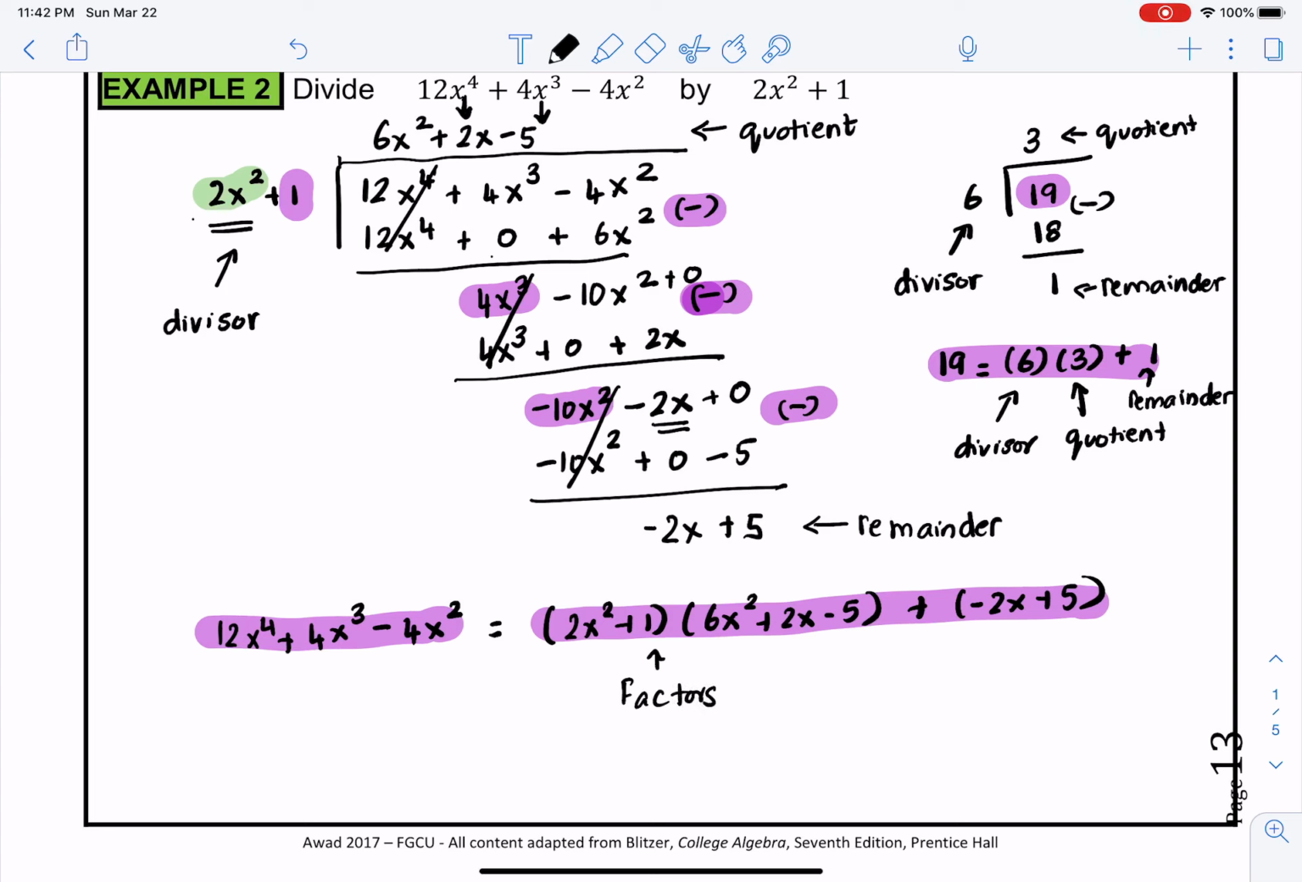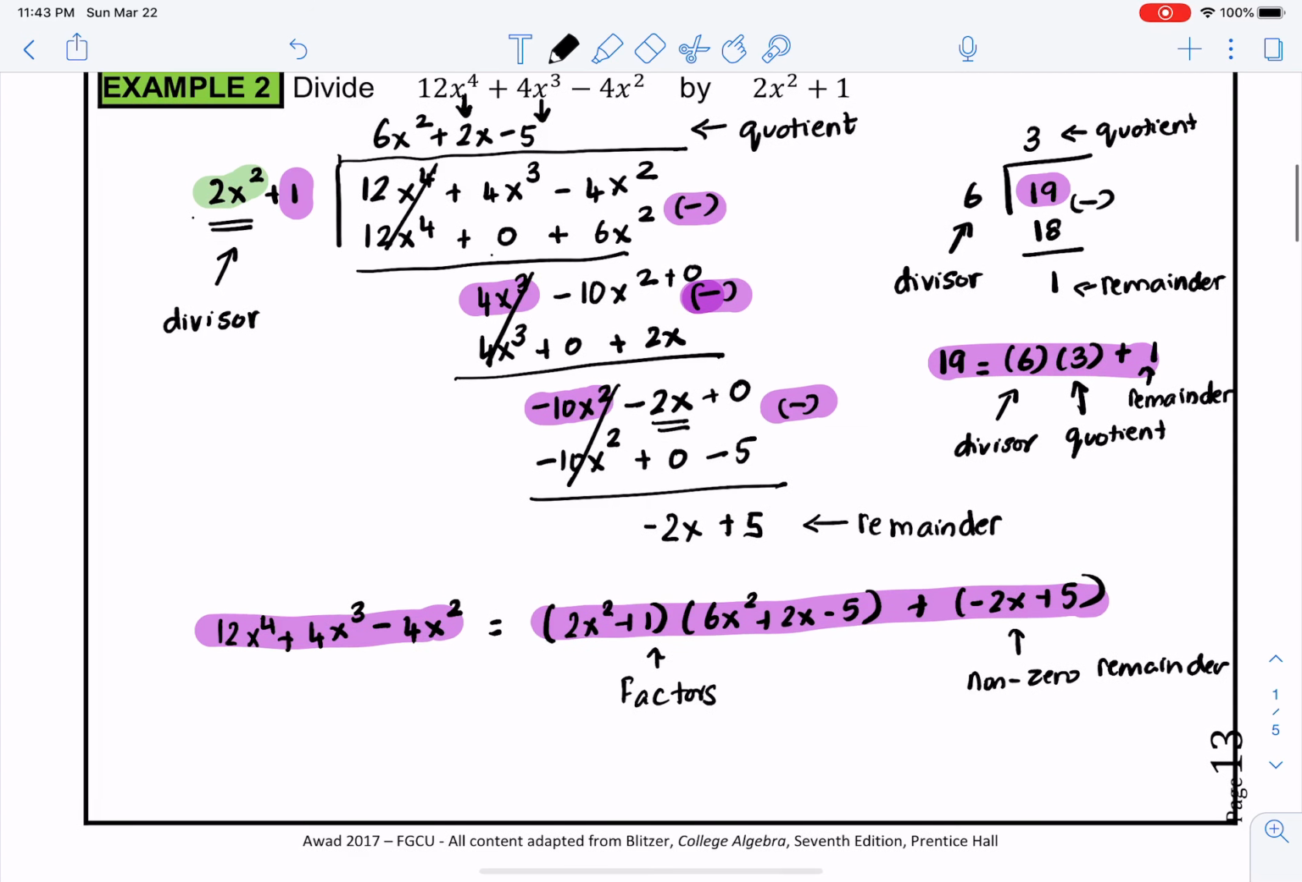and this particular polynomial in this example is not fully factorable because we have a non-zero remainder. So if we have a zero remainder, then the original polynomial is fully factorable, and we simply have things factored nicely. So let's just do a check to see if we did things properly.